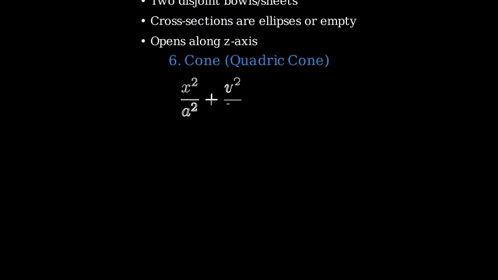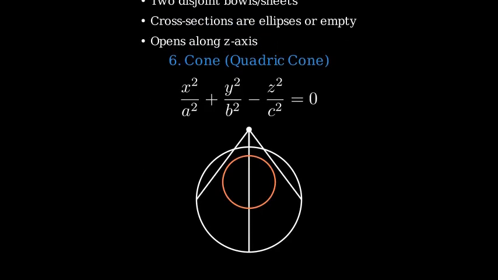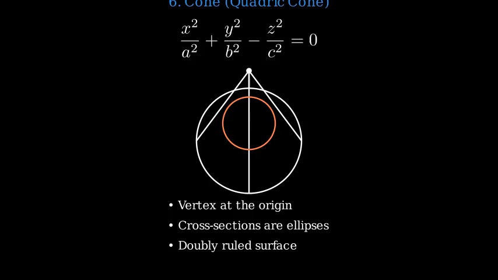The final quadratic surface we'll discuss is the cone, specifically the quadric cone. A quadric cone has the standard equation x squared over a squared plus y squared over b squared minus z squared over c squared equals 0. This is a doubly ruled surface with its vertex at the origin. The cross-sections where z equals a constant are ellipses, or circles when a equals b, for any z not equal to 0. Through the vertex, the cross-sections are pairs of lines.